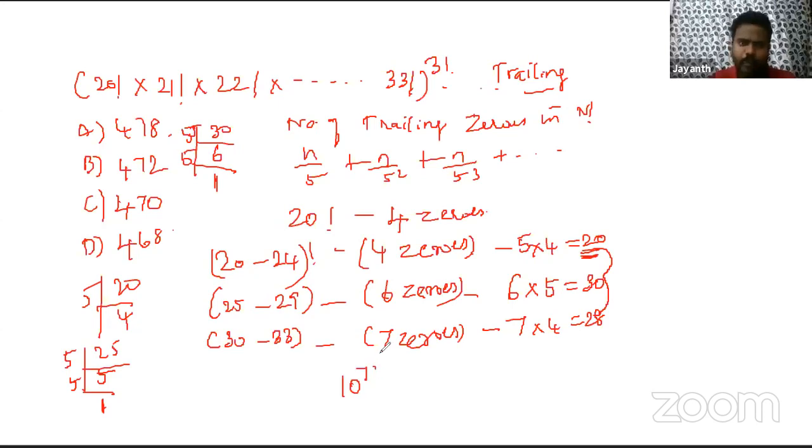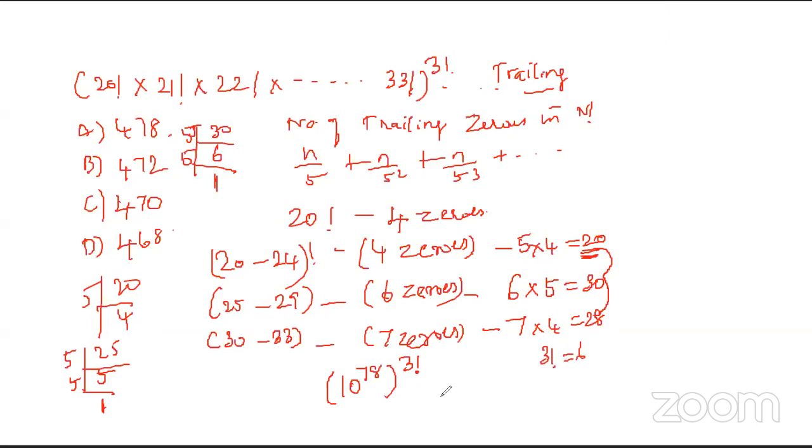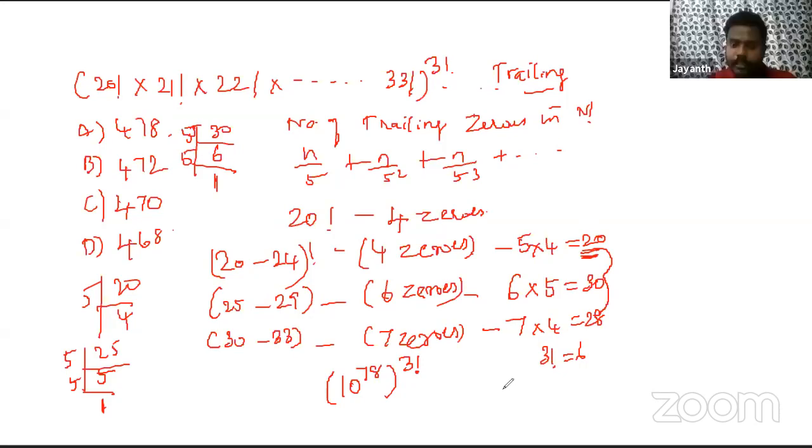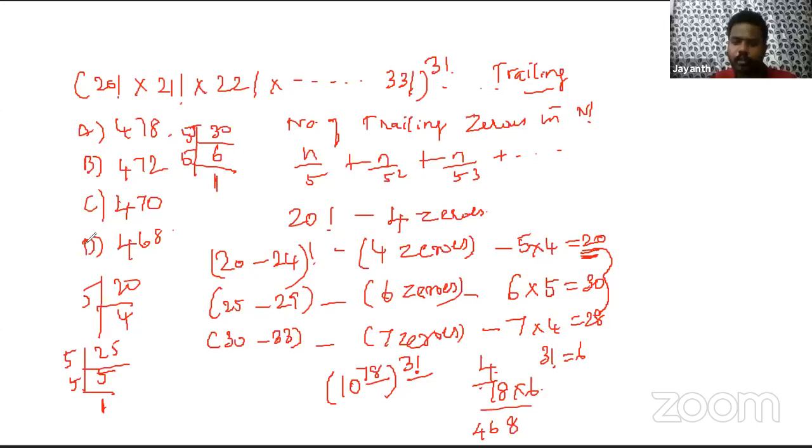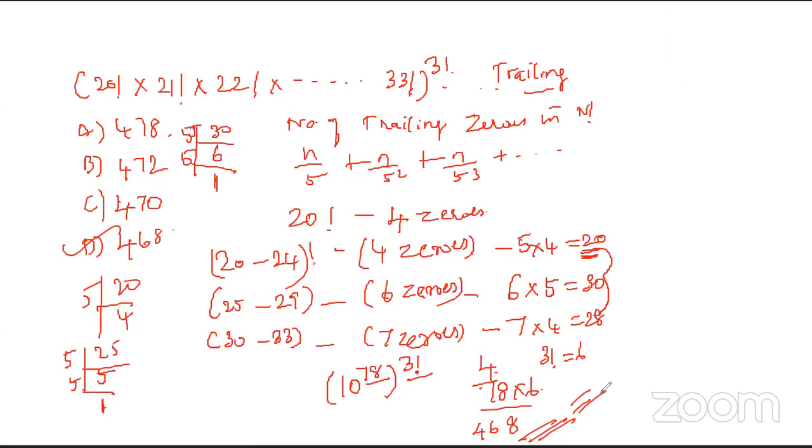So it's nothing but 10 power 78. In this expression, 78 zeros are there. Along with that, it is raised to the power 3 factorial. 3 factorial is nothing but 6. So it's 78 into 6. 6 8s are 48, 4 balance, 6 7s are 42 plus 4, which is 46. So the answer is 468 trailing zeros in this expression. Guys, clear?